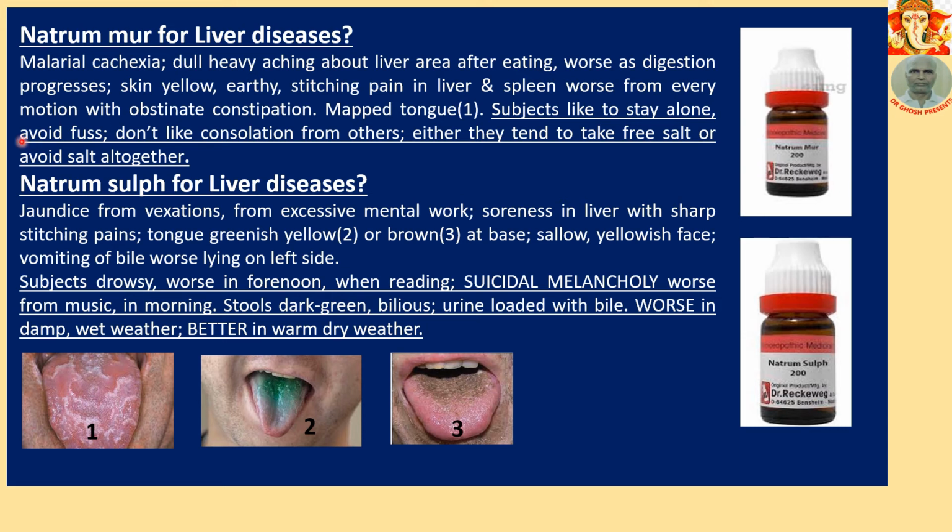Worse as digestion progresses. Skin yellow, earthy. Stitching pain in liver. Spleen worse from every motion, with obstinate constipation. Mapped tongue. Subjects like to stay alone, avoid fuss, and don't like consolation from others. This is general symptoms. They either tend to take free salt or avoid salt altogether.